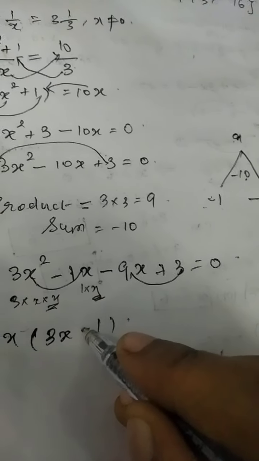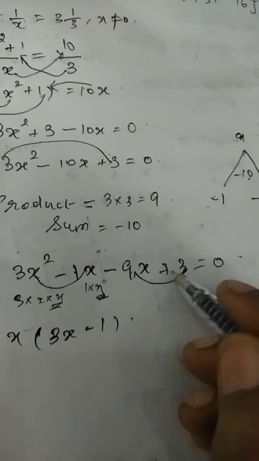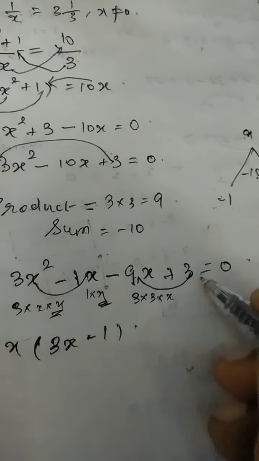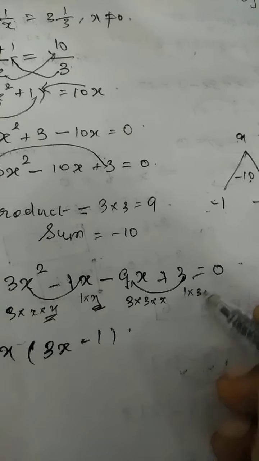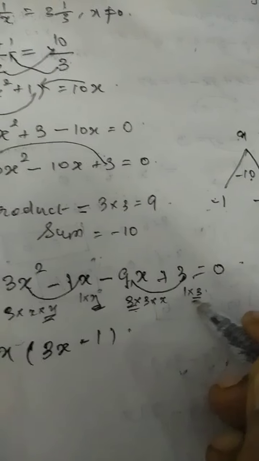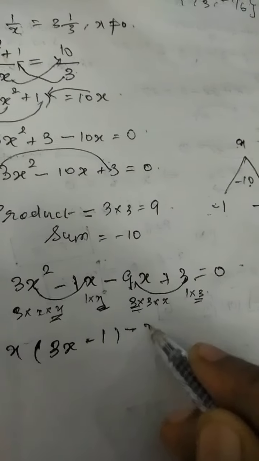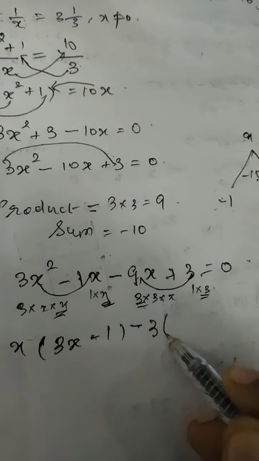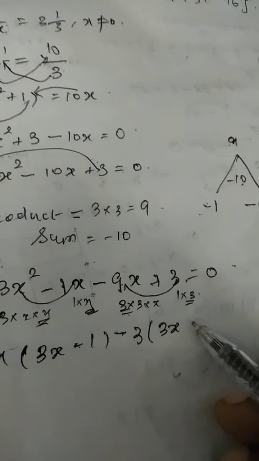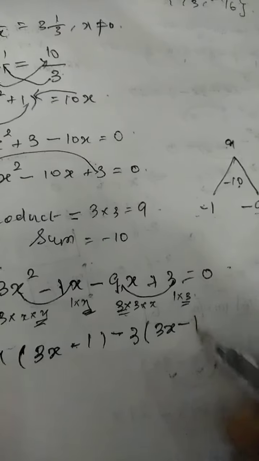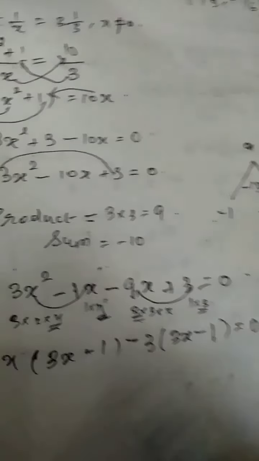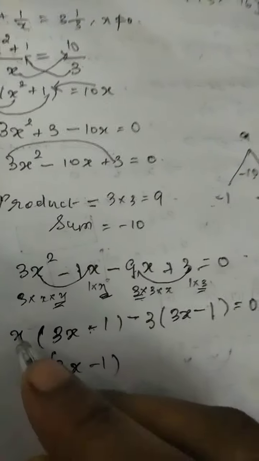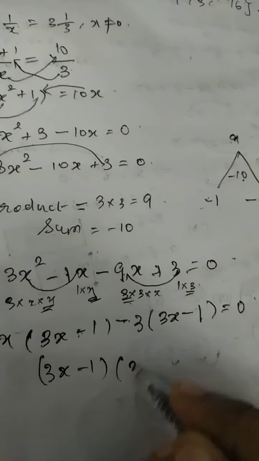And now here I have a minus symbol, so I have to take the minus number outside, and 9 can be written as 3 into x, and here it is nothing but 1 into 3. So what is common? 3 is common. So take minus 3 outside, then only inside the term, the second term, you can get the minus symbol. So here the remaining is 3x minus here 1 is equal to 0. Now what is common? 3x minus 1 is common. So 3x minus 1, and here remaining x minus 3.